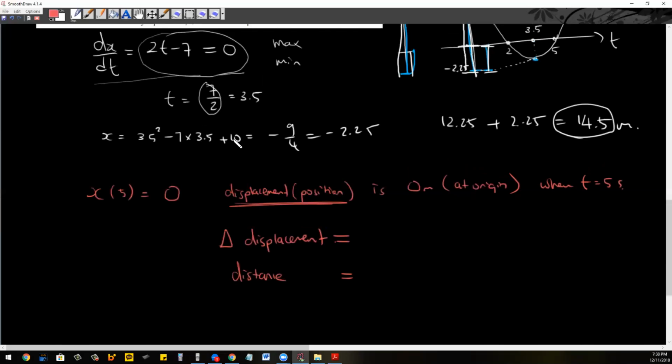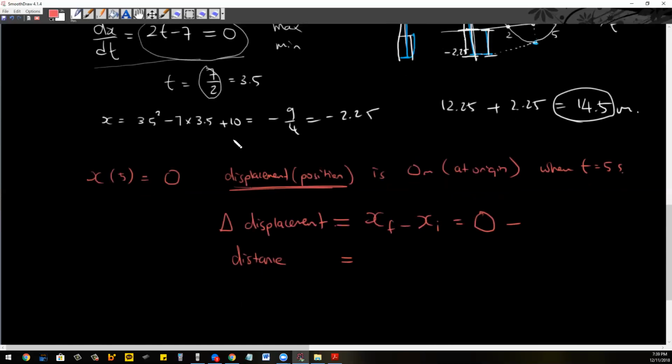So there are 3 things actually. One is displacement. That's about the current position. You just have to plug in time. There is something called change in displacement. This gives you the average velocity, right? Change in displacement is the final position minus initial position. So final position was 0, isn't it? Because we are looking at 5 seconds, right? So final position at 5 seconds is 0, but initial position is 10. So change in displacement is minus 10.